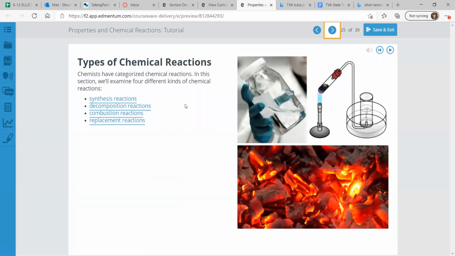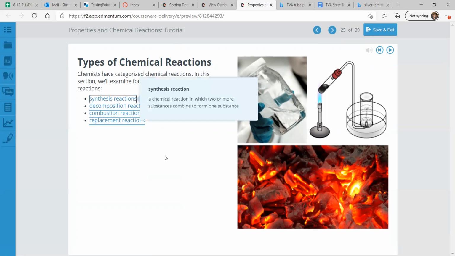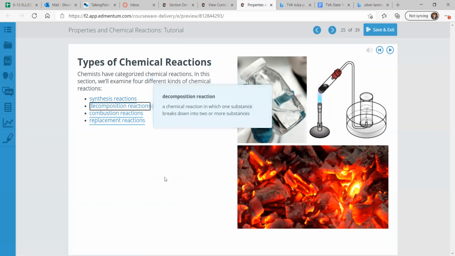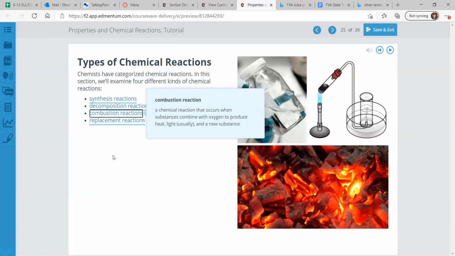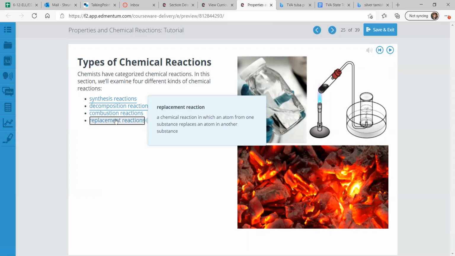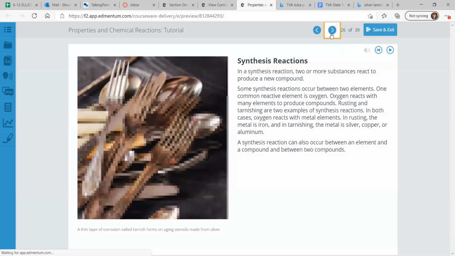Types of chemical reactions. We have synthesis reactions, where things are coming together to form a new substance. And then decomposition reactions, that's when things are separating to make new products. In synthesis, two or more substances combine. A chemical reaction in which one substance breaks down into two or more substances is decomposition. Combustion is what it sounds like. That's a chemical reaction that occurs when substances combine with oxygen to produce heat, light usually, and a new substance. And in a replacement reaction, an atom from one substance replaces an atom in another substance. So it's the old switcheroo.